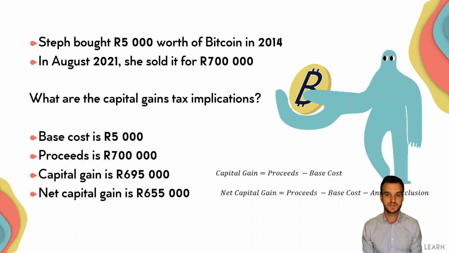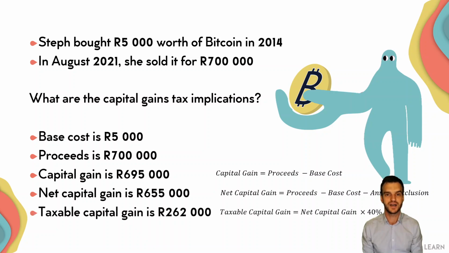Her net capital gain is 655,000. We get that by subtracting her annual exclusion from her capital gain, and then to get her taxable capital gain, we multiply her net capital gain by 40%. And that is the amount that is then included in her taxable income. And it's as simple as that.